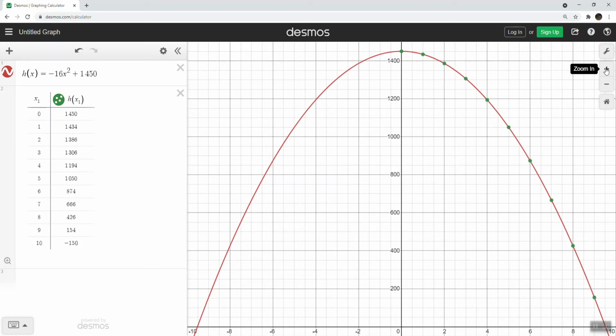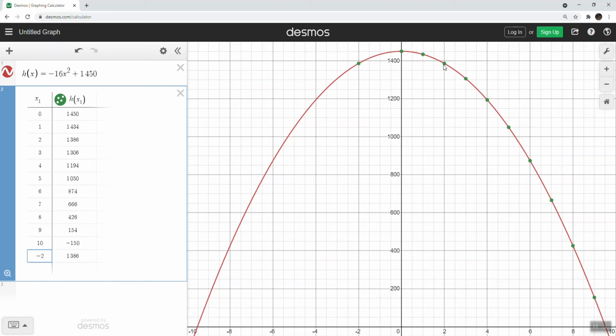So 5b says, well, what are some important features of this graph? Well, hopefully you see this is U-shaped. In this case, it's an upside down U. And then it has a maximum value, like the largest y value happens to be this y-intercept in this case, and that's the 1450.